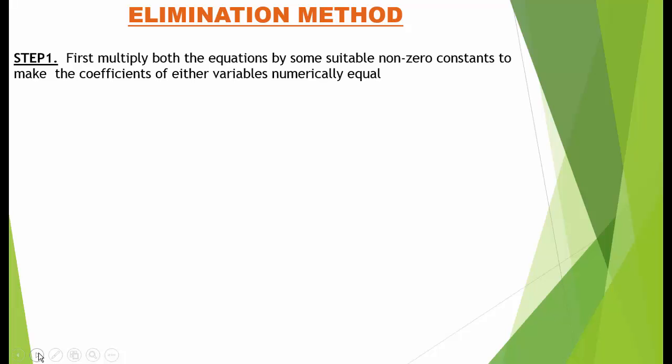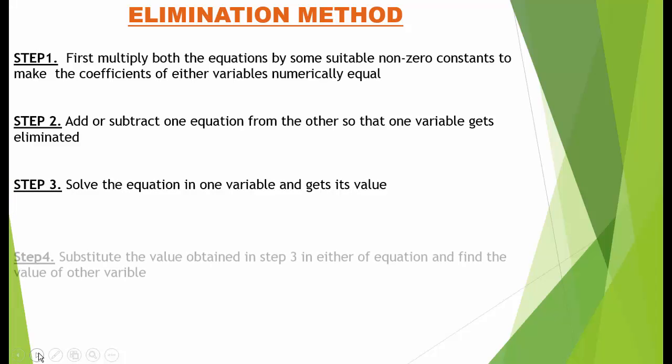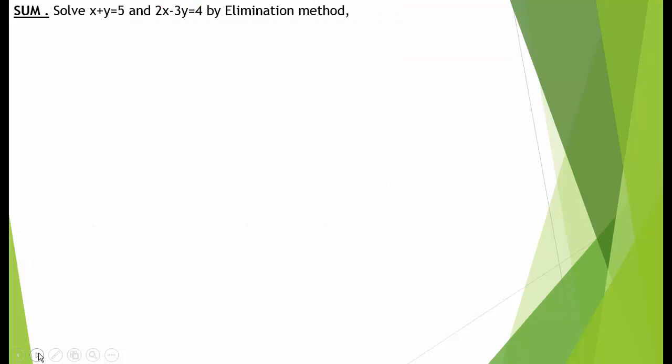So first, multiply both the equations by some suitable non-zero constants to make the coefficient of either variable, it may be x and it may be y, numerically equal. Then we will subtract or add the equations so that one variable gets eliminated. Then we will solve for the value of that variable and put that value in another equation. We will find the values of both the variables.